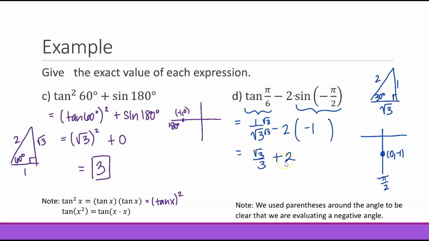To combine these, I need common denominators, so we'd multiply the top and bottom by a 3 here. And so we'll end up with the square root of 3 over 3 plus 6 over 3. And we'd have to leave that as radical 3 plus 6 over 3. Right? These are not like terms, they cannot be combined. So this is the best that we can do.